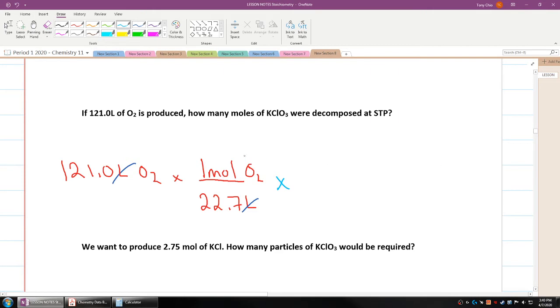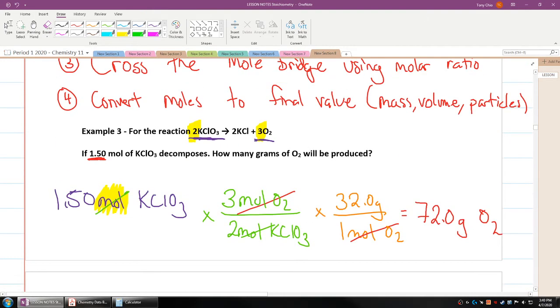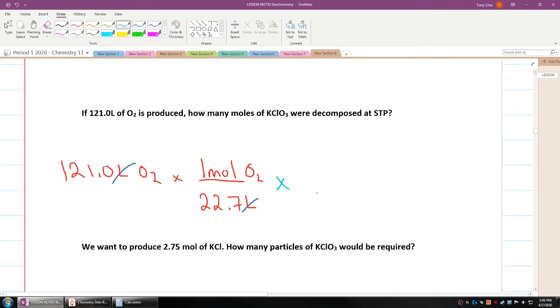What is the mole ratio again from O2 to KClO3? From your balanced equation, it's 2 moles and 3 moles. So for every 2 moles of KClO3, you have 3 moles of O2. So 2 moles KClO3 over 3 moles of O2. And we want to solve for how many moles.